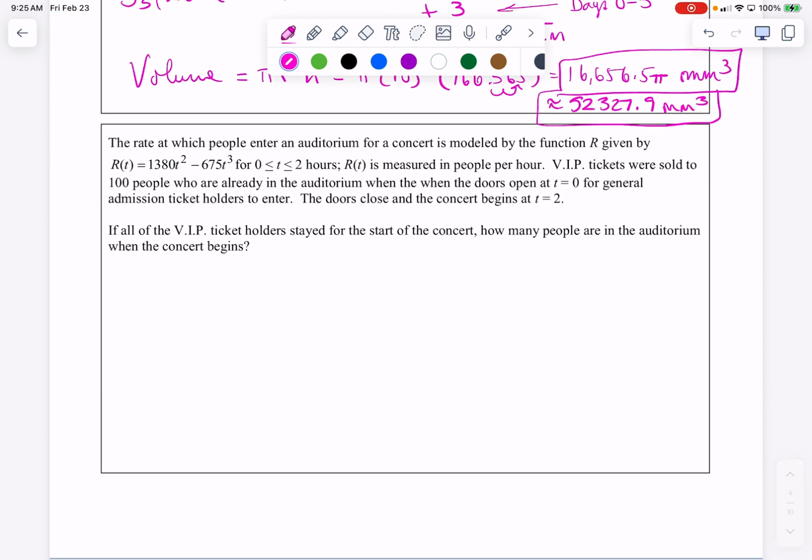Okay. The rate at which people enter an auditorium for a concert is modeled by the function r, given by r of t equals that, for times between and inclusive of 0 to 2 hours. R of t is measured in people per hour. VIP tickets were sold to 100 people who were already in the auditorium when the doors began to open. The doors will close and the concert begins at t equals 2. If all the VIP ticket holders stayed for the start of the concert, how many people are in the auditorium when the concert begins? Yep, go for it. This should be super easy.